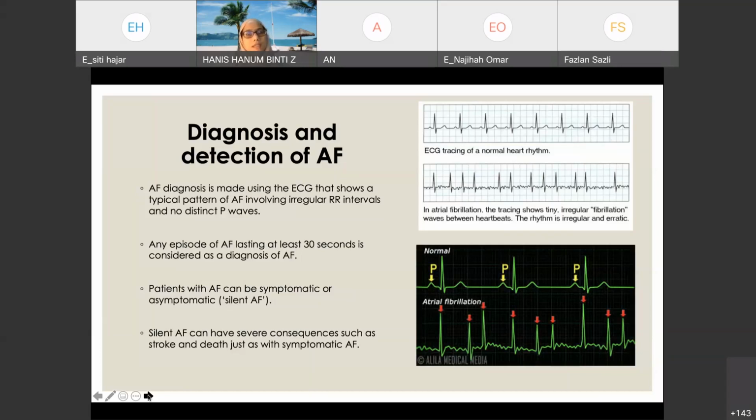Okay, Christina, that's right. Because when you have this irregular heartbeat, usually the patients will say that you have a racing heartbeat or palpitation. Palpitation tu macam tu lah, heartbeat dia tu terasa laju. Because there is rapid firing of the electrical activity of the heart causing this palpitation to happen.